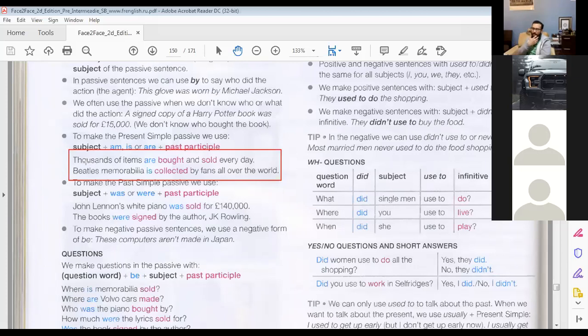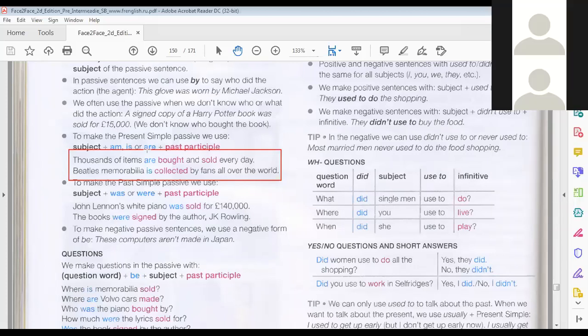يهمنا الحدث بس. أن آلاف الitems تباع وتشترى كل يوم. من اللي يبيع من يشتري not important for us. The same thing here. Beatles memorabilia is collected by fans all over the world.